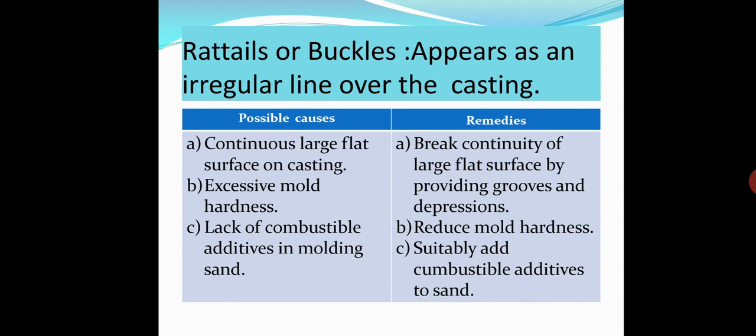Next is rattles or buckles. This appears as an irregular line over the casting. Causes for this defect are continuous large flat surface on casting, excessive mold hardness, lack of combustible additives in molding sand. So to avoid this, we have to take the remedies as break continuity of large flat surface by providing grooves and depressions, reduce mold hardness, suitably add combustible additives to the sand.